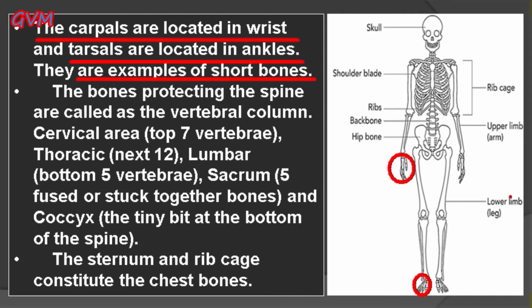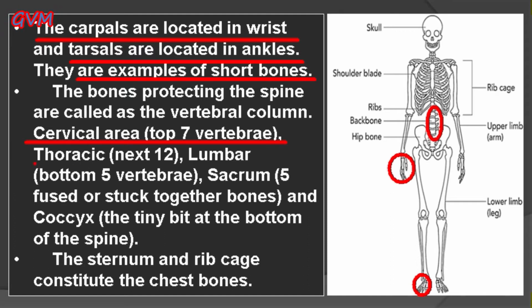Now students, in the same way, the bones that protect the spine of our body are known as the vertebral column. And students, this vertebral column is divided into different types like cervical bones, thoracic bones, sacrum, coccyx, etc. And students, the cervical bones are the top 7 vertebrae, that is to say the top 7 bones of the vertebral column are known as cervical vertebrae.